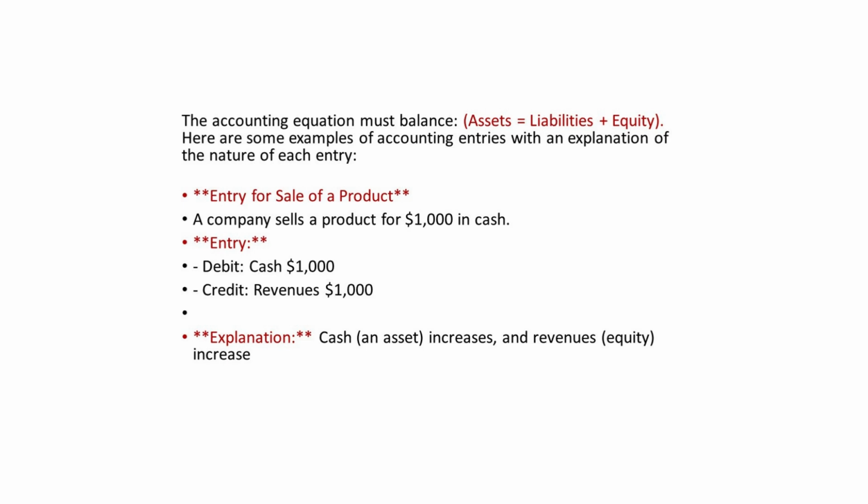Entry for sale of a product. A company sells a product for $1,000 in cash. Entry: debit, cash $1,000. Credit: revenues $1,000. Explanation: cash, an asset, increases, and revenues, equity, increase.